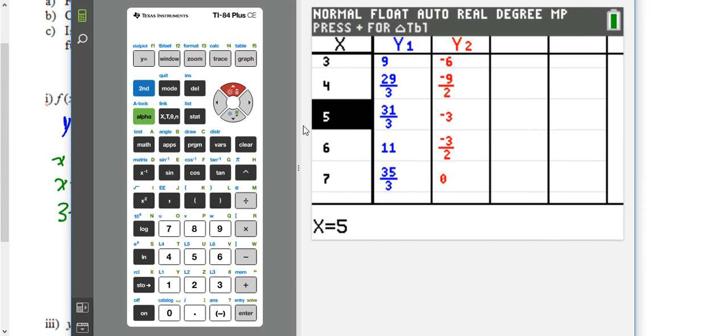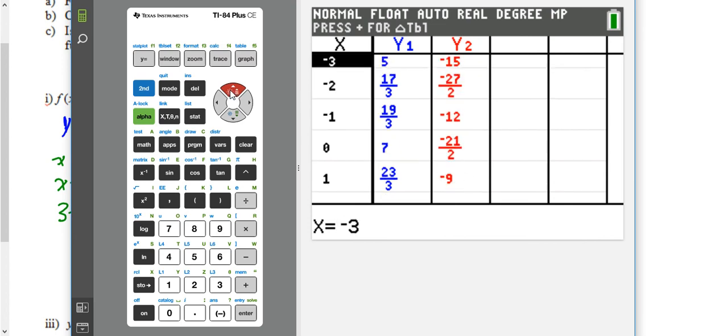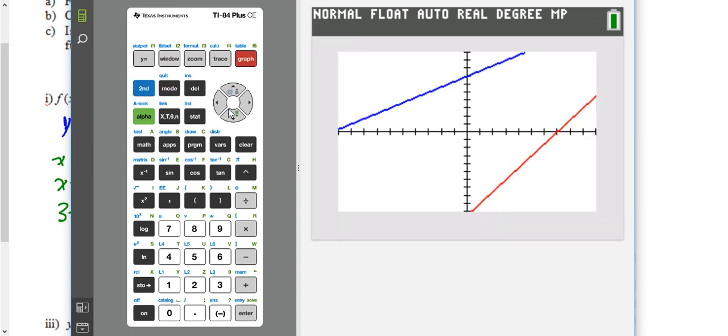I noticed here that on my new graph, I had 5, -3. So the inverse of that would be at -3. I'm looking for +5. So if I go all the way back up here, -3, I'm at +5. There you go. Graphically, we are inverses of each other on this graph here.